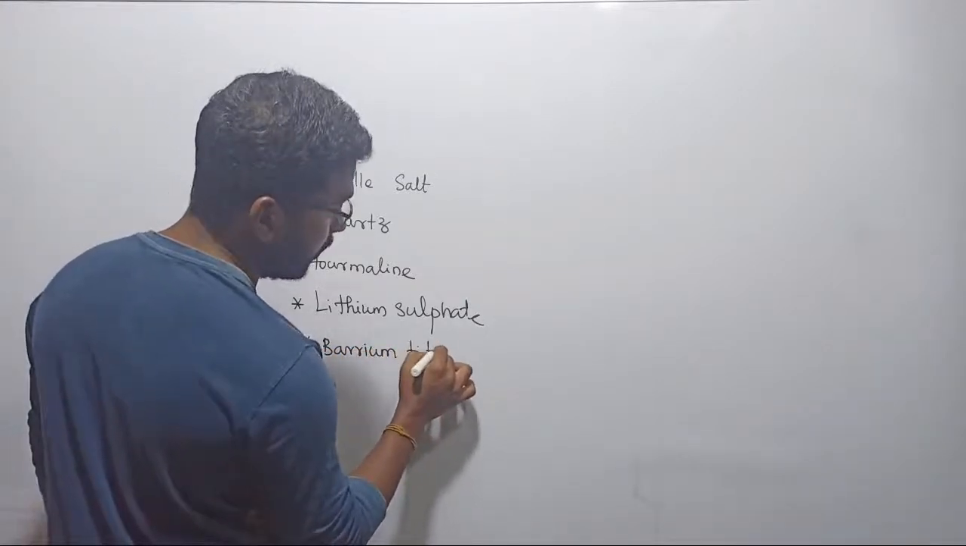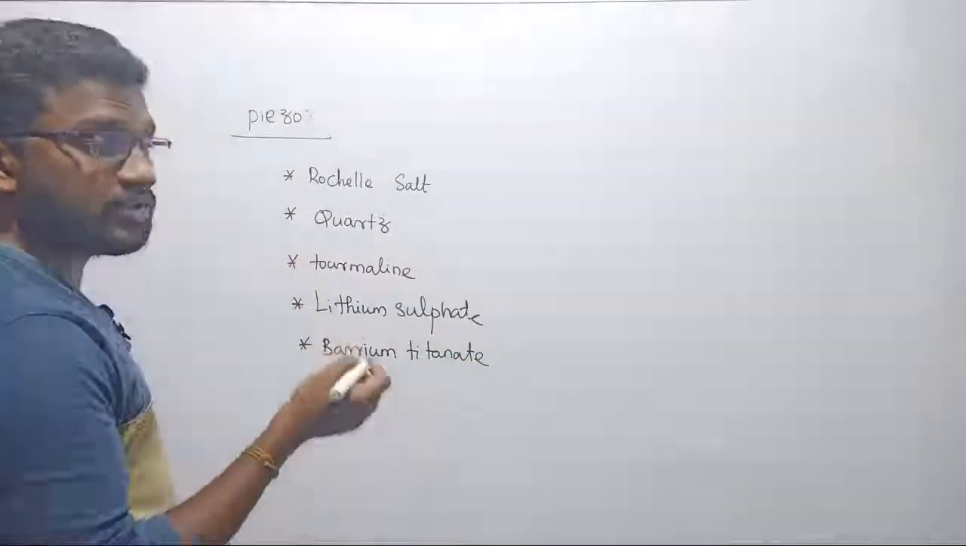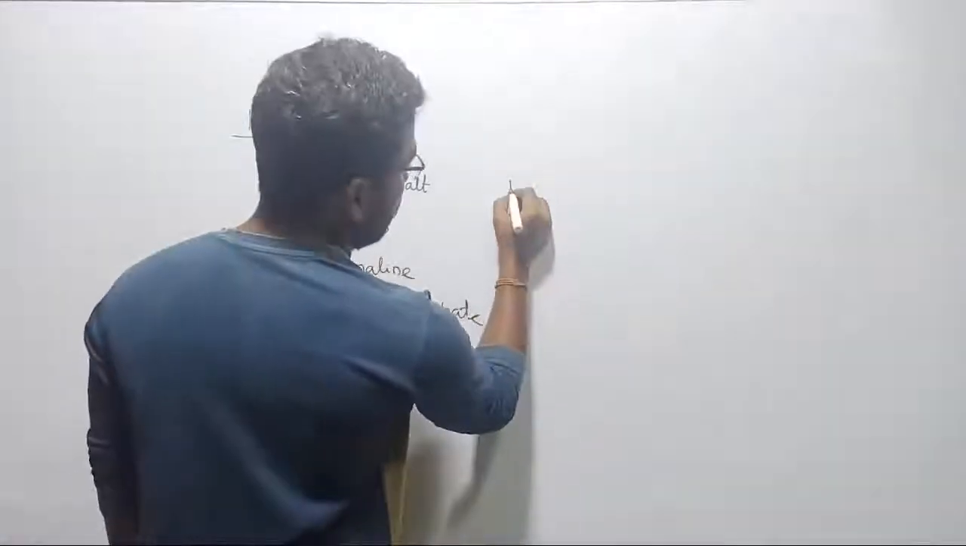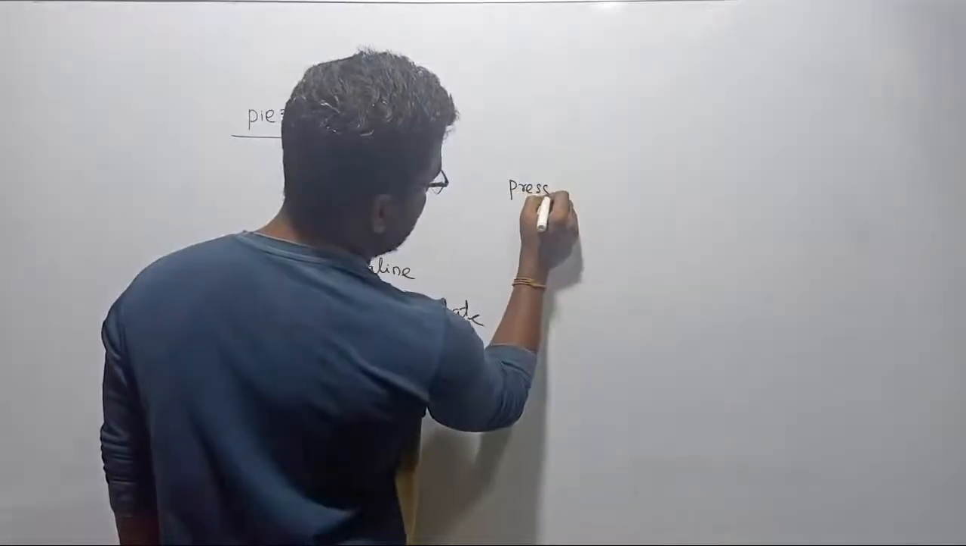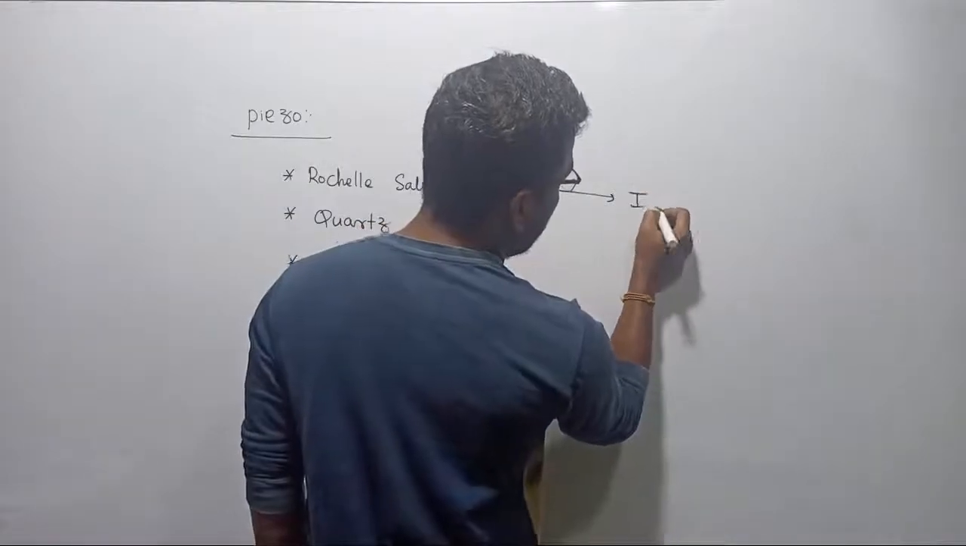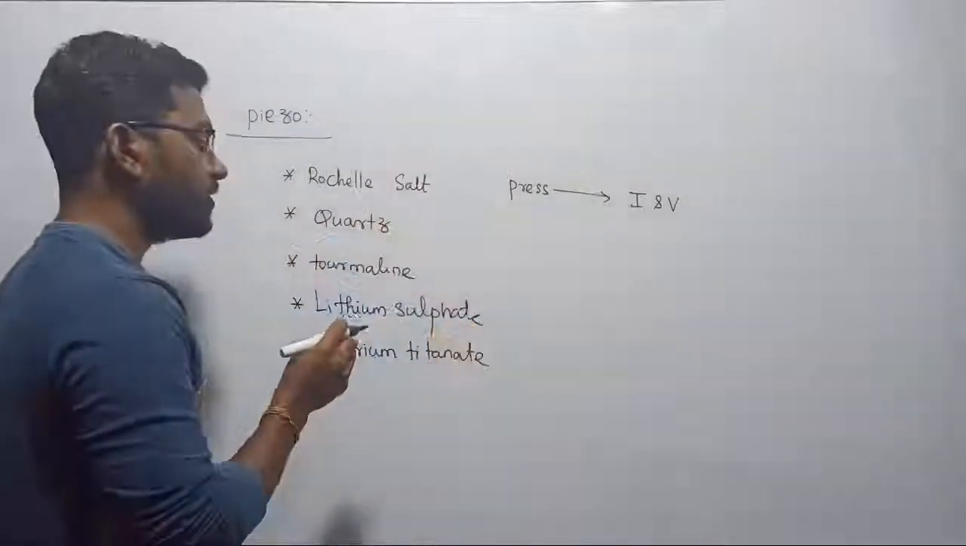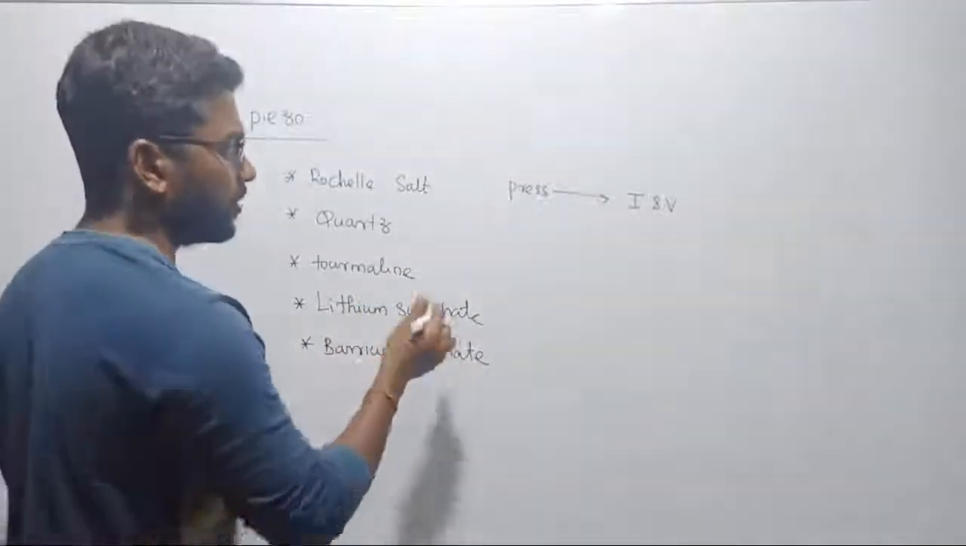Another one is barium titanate. These are the materials that we are using in case of piezoelectric, right? Simply what we are doing, pressure will be transformed into electrical energy. Electrical energy means it will be converted into the form of current and voltages. That's all, with the help of a piezoelectric transducer. Just to remember, that is enough, right?